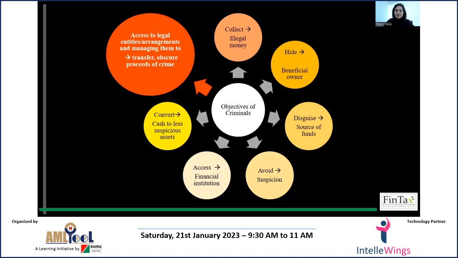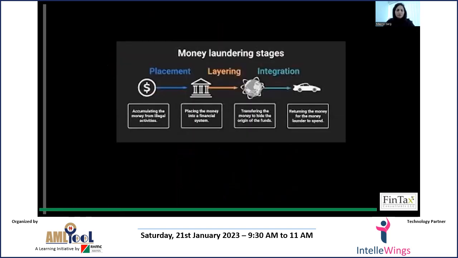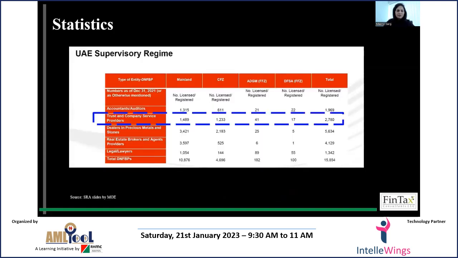So for that purpose, they enter a particular jurisdiction by way of legal entities or legal arrangements. And the people who are providing that access is primarily the trust and company service providers, apart from various other services they provide. So all these objectives of criminals primarily fall into these three stages. Some come before and after, but ultimately they are all falling under the three stages of money laundering.